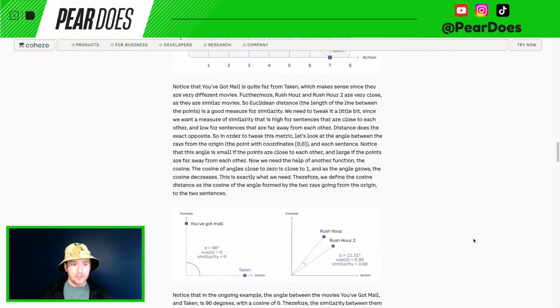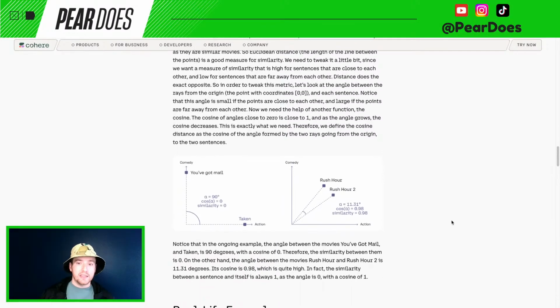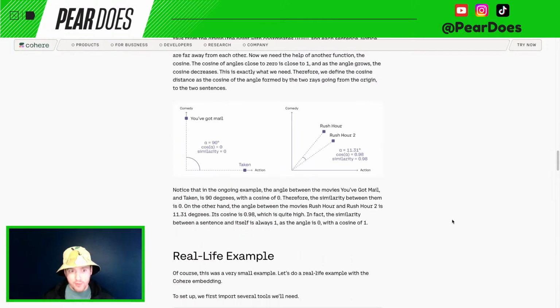Therefore, we define the cosine distance as the cosine of the angle formed by the two rays going from the origin to the two sentences. On the left, you can see our highly dissimilar movies, You've Got Mail and Taken. They form a right angle because You've Got Mail is a 0 for action and Taken is a 0 for comedy. So the bottom x-axis is action and the vertical is comedy. Being a 90-degree angle, the cosine is 0, so they are not similar at all.